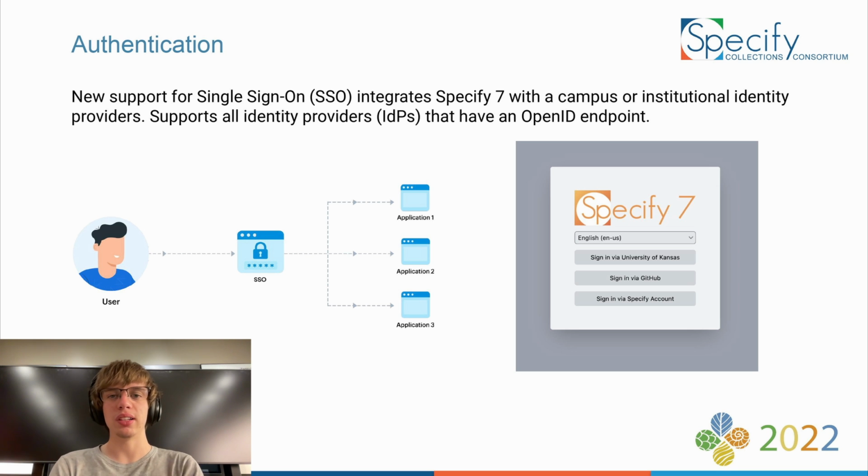First, let's talk about authentication. We surveyed the users and collection managers to help shape the new features throughout the development process. New release of Specify 7 supports single sign-on, which means you can use your campus or institutional identity providers to authenticate into Specify 7. For system administrators, this means that security improvements and greater centralization is now available, whereas for end users, it will lead to greater convenience and fewer passwords to remember. Specify 7 now supports all identity providers that have an OpenID endpoint.